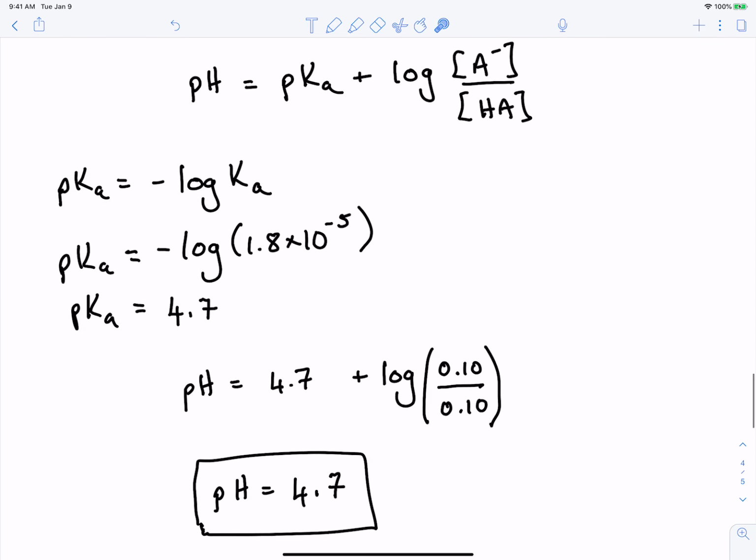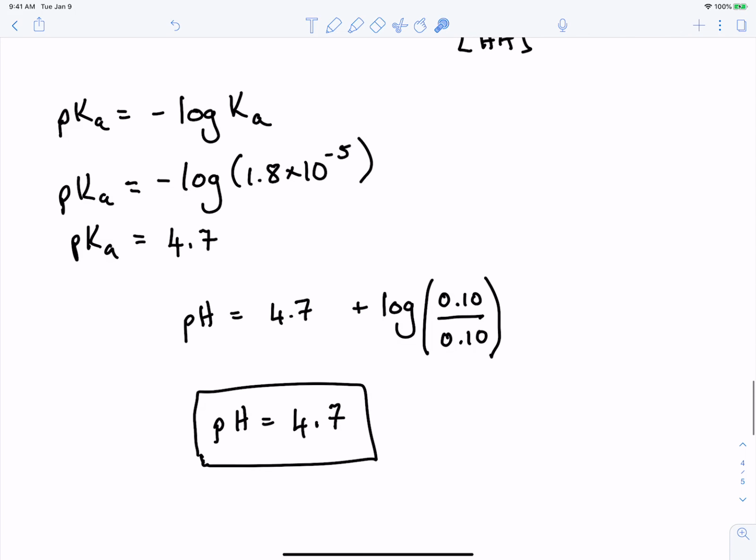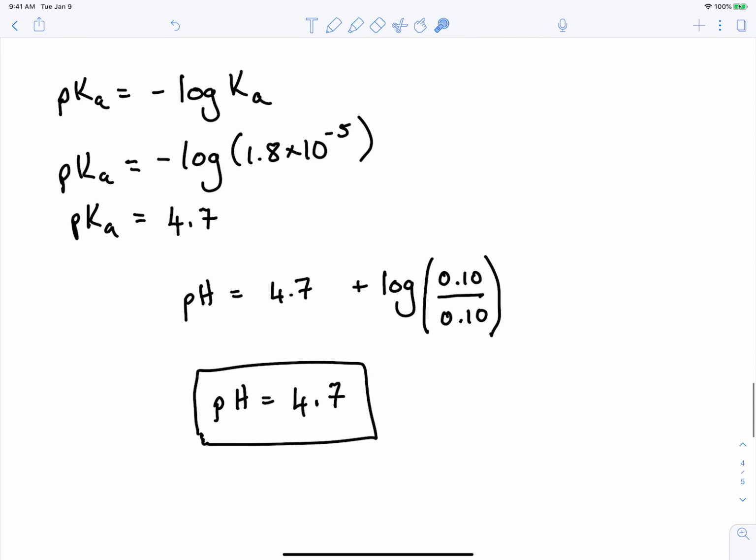So that is a much shorter way of doing this particular problem, but not every problem can use the Henderson-Hasselbalch equation. So it's well worth knowing how to do this with ice tables. But when the chance comes, you can of course use this equation, which is extremely helpful for us to be able to understand what the pH of buffer systems can be.